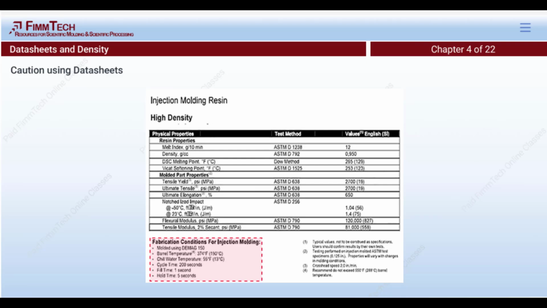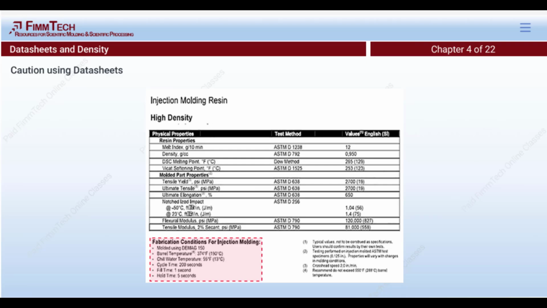Or because here it says cycle time is 200 seconds, 200 seconds is a long cycle time. So if they look at this, they're going to get misled by saying that the cycle time should be 200 seconds, or the fill time should be 1 second, or the holding time should be 5 seconds. So it can mislead people because it says here fabrication conditions for injection molding.